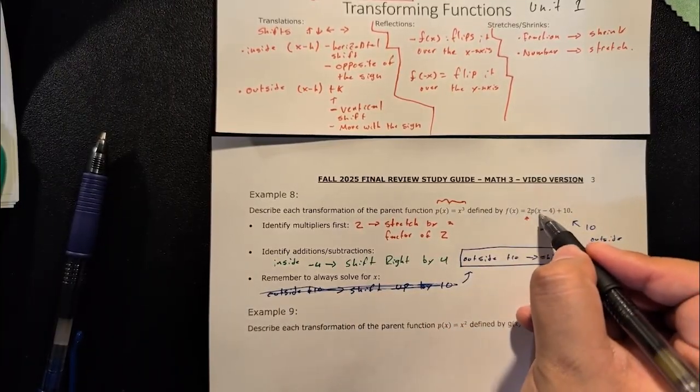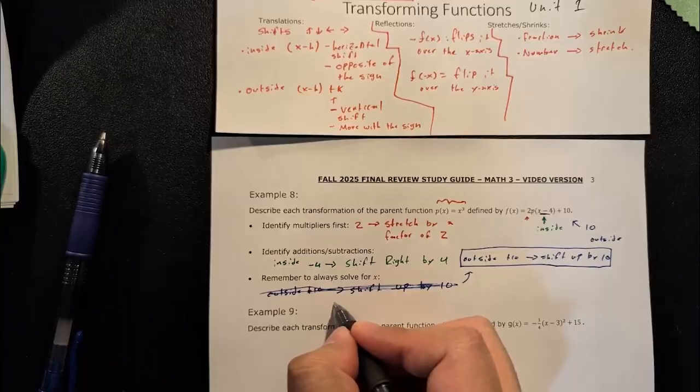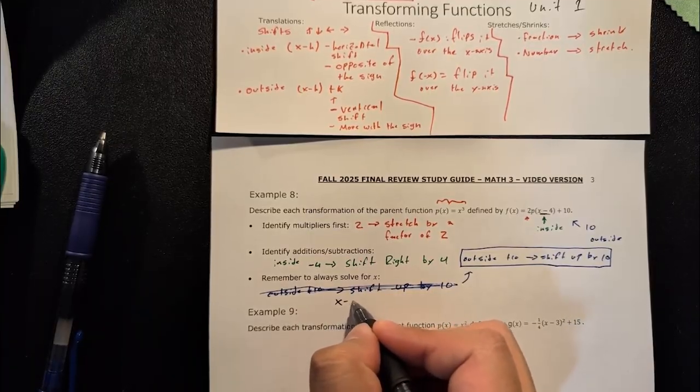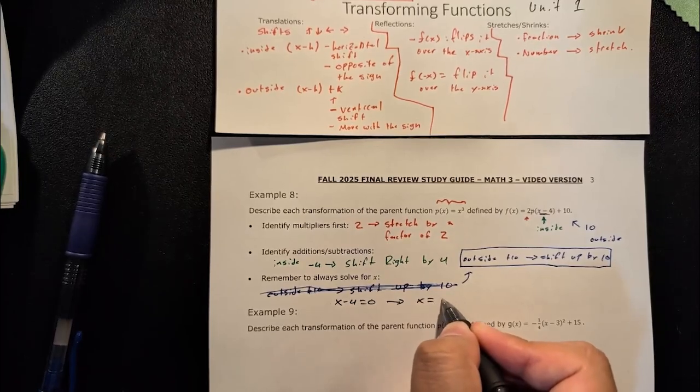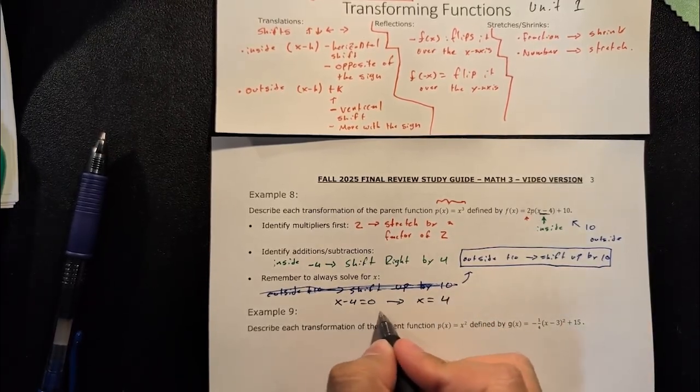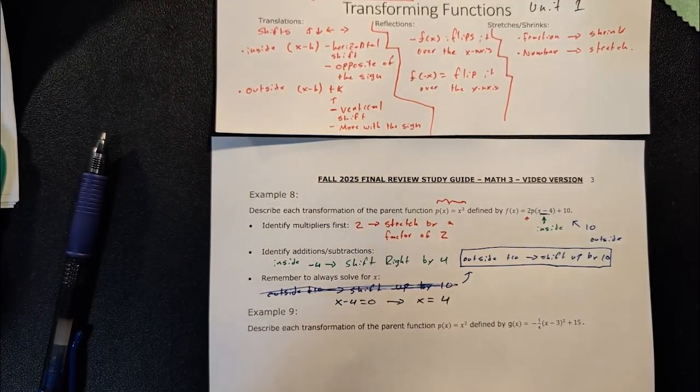And then the very last thing it's telling us to remember: always solve for x. So that means this part. We have x minus 4, we set it equal to 0, and then we get x is equal to 4 by adding 4 to both sides.